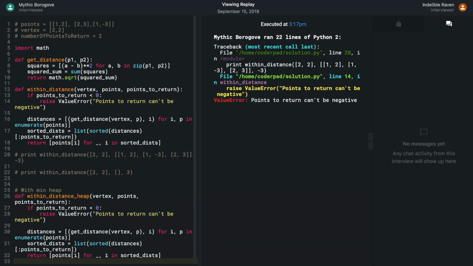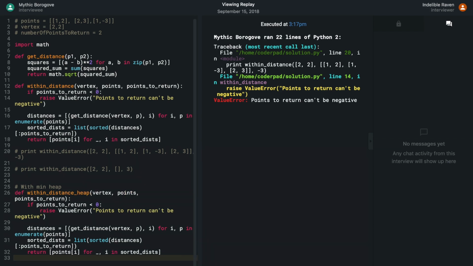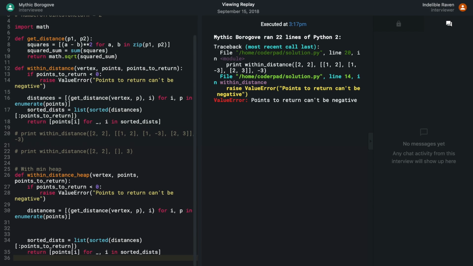So a lot of it stays the same, except I get the distances, and instead of sorting over the entire list of distances, I'm going to iterate through the distances and put them into a min heap. So what is that? It's like import heapq, yeah, heapq. Okay, that's cool.